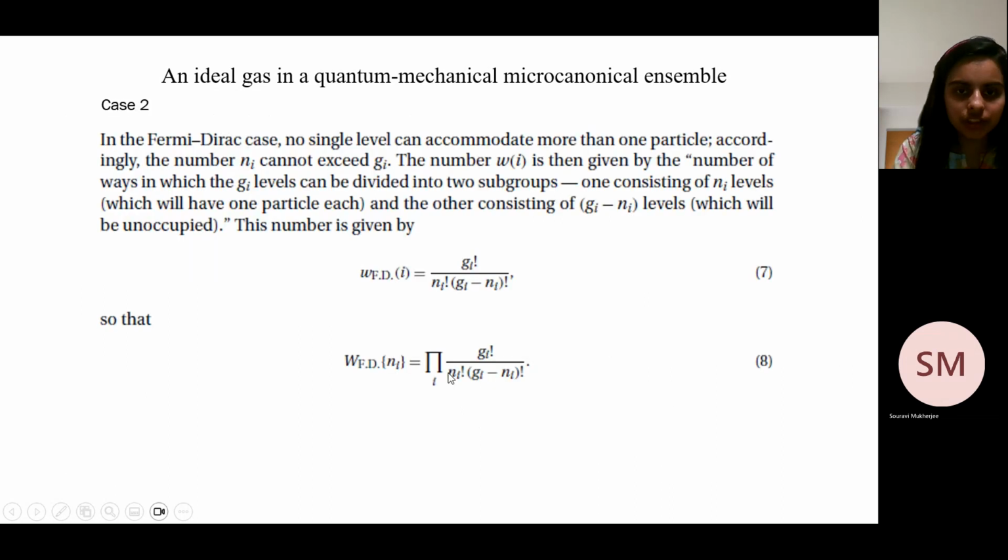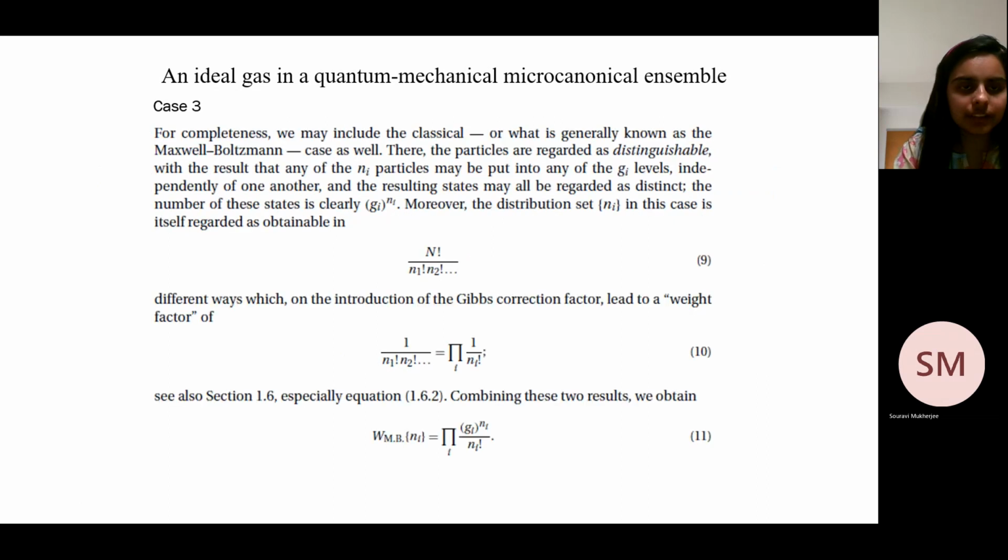While for a fermion, that changes to this expression as given here, because now you can only have 0 or 1 particle in each of the energy levels, right? It follows the Pauli exclusion principle. Well, on the other hand, for Maxwell-Boltzmann cases, you have this 1 by Ni factorial that comes in because these are distinguishable particles. And then this is the final way of finding how the particles can be distributed under different energy levels for a Maxwell-Boltzmann case, that is for distinguishable particles.